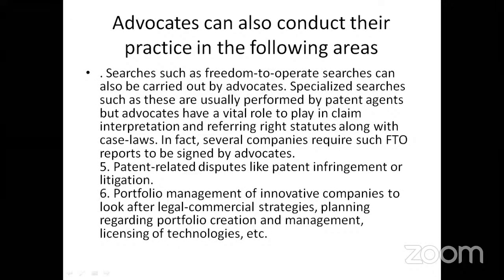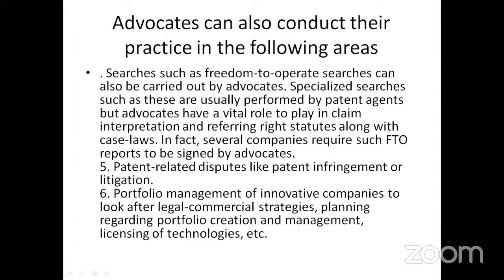Advocates may practice in the following areas. Freedom to operate searches can also be carried out by advocates. As I told, when you want to bring a new product into the market, you should find out whether any such product is available already, not only in India but abroad. For this, specialized searches are usually performed by patent agents, but advocates have a vital role to play in claim interpretation. See, when you study a patent document, there is a portion called claims, and that is a legal portion, and there you should read and understand clearly. In fact, several companies require such FTO, meaning freedom to operate searches, to be signed by advocates.